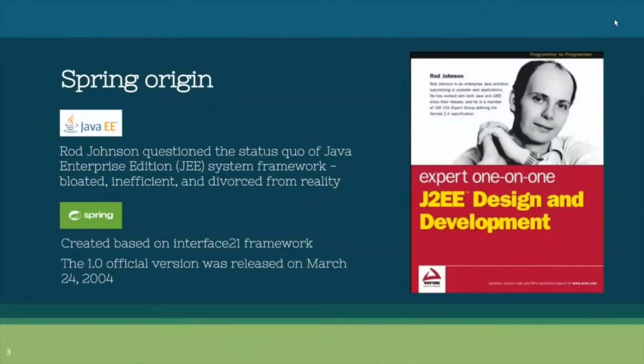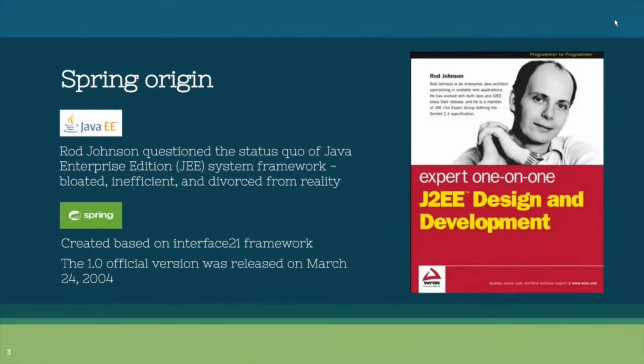In the book Expert One-on-One J2EE Design and Development, written by Rod Johnson in 2002, he questioned the status quo of the Java Enterprise Edition system frameworks as bloated, inefficient, and divorced from reality, and actively set out to explore innovative ways.